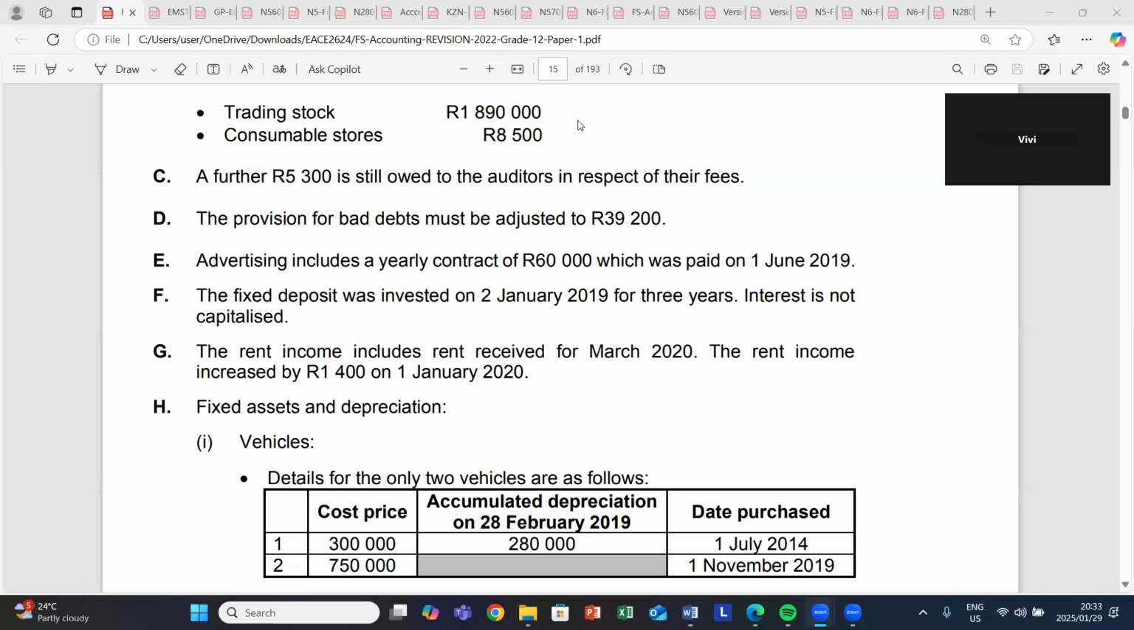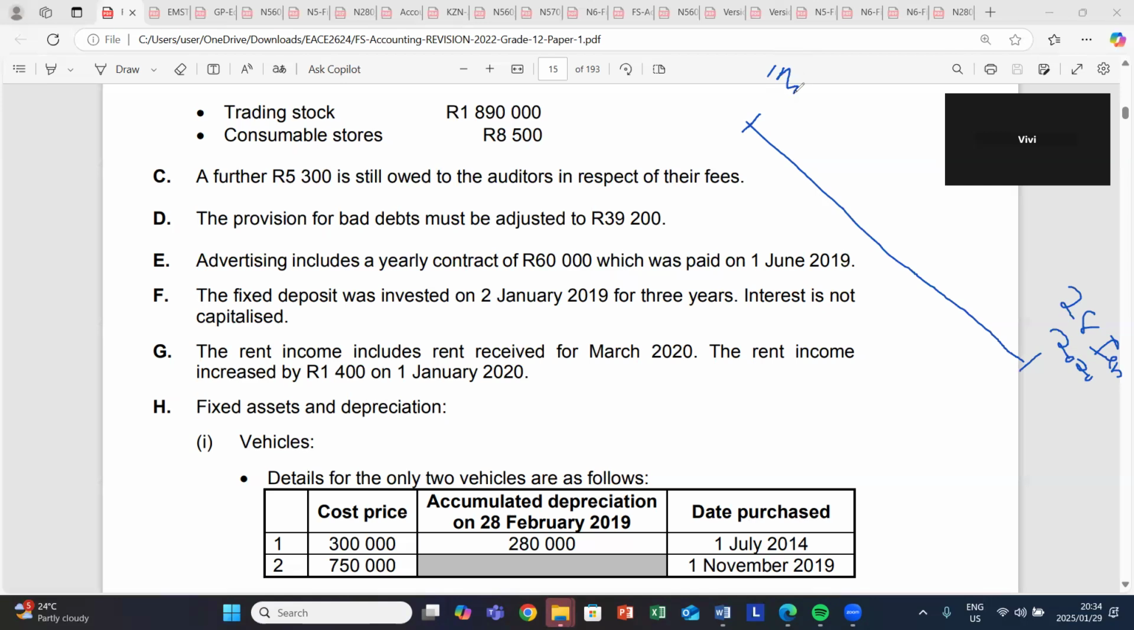Let's draw up a financial layer so that we can understand this one. When does our financial year end? On the 28th of February, 2020. Meaning it began when? On the 1st of March 2019.